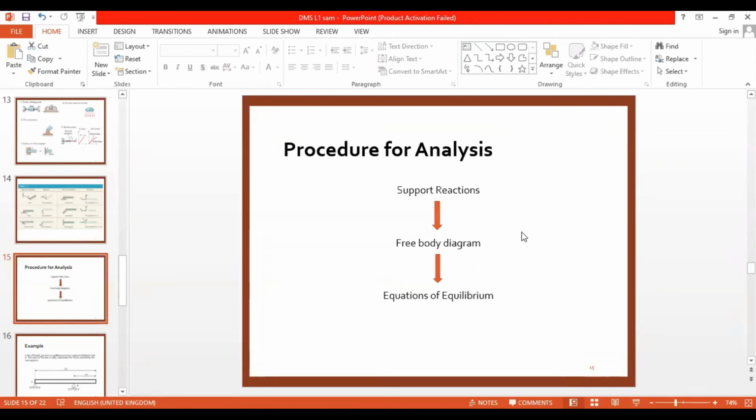Then we will solve it for the equilibrium equation. So we have only 3 equations, right? One, sum of forces in the x direction is 0. Then sum of forces in the y direction is 0. And then the moment about any arbitrary point is 0, right? So we will apply these 3 equations and we will find the answer.